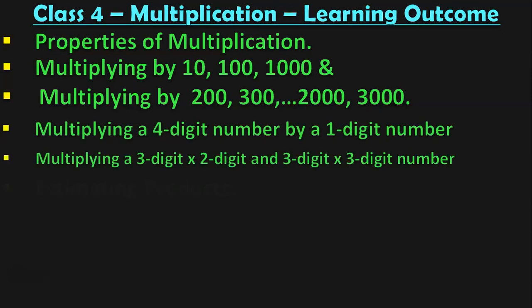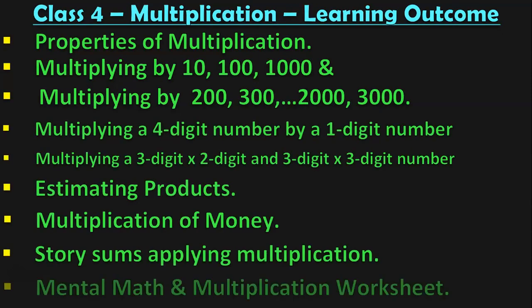These are all the learning outcomes in class 4 under the topic multiplication for the children, of which I have completed properties of multiplication. Multiply by 10, 100, 1000, multiply by 200, 300, up to 2000, 3000. Next, multiplying a 4-digit number by a single digit number, multiplying a 3-digit by 2-digit number, 3-digit by 3-digit number, and all these topics were covered in separate videos. And in this video we saw how to do estimating products.